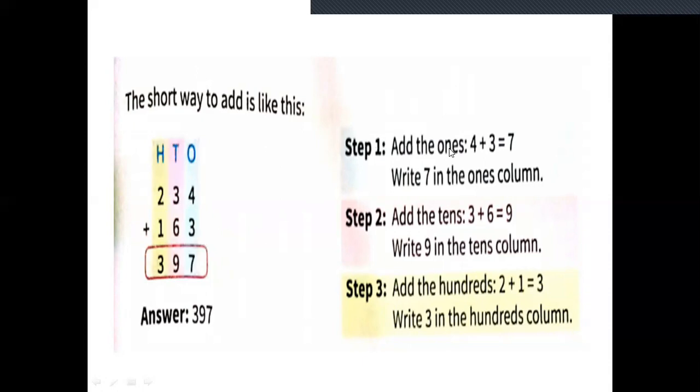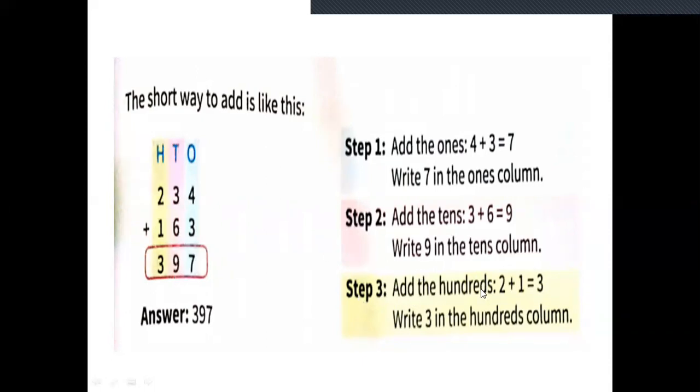Step 1: add the ones first. 4 and 3, always add the ones place first. 4 plus 3, the answer will be 7. Next step, add the tens. 3 plus 6. See here, tens place you have to add next. 3 plus 6 will be 9, so you write it in the tens column.